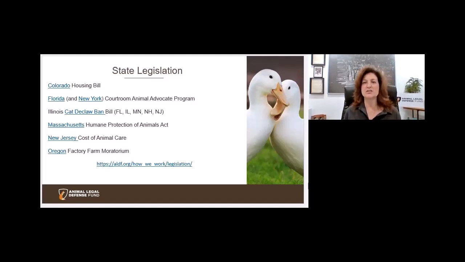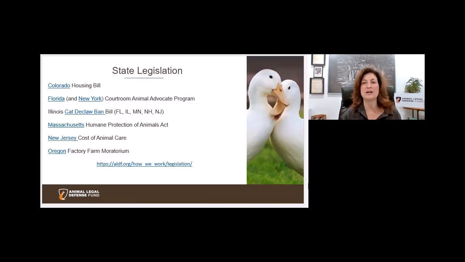In Massachusetts, there's a Humane Protection of Animals Act that contains a collection of provisions that strengthen and clarify Massachusetts animal cruelty laws. It includes provisions to give law enforcement, animal control officers, judges, and district attorneys more options when it comes to addressing situations involving animals before they become life-threatening.